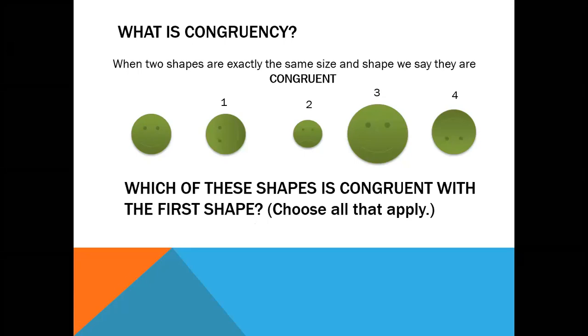Number 3. Three's not the same size, so it's not congruent. Anybody else? Number 4. 1 and 4. Good. 1 and 4. So even though they're turned differently, that's fine.